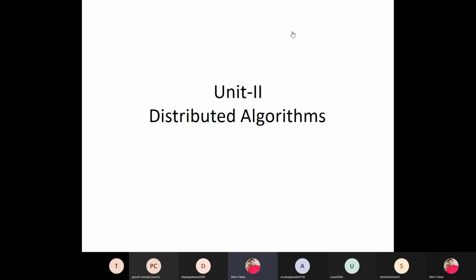Okay, so today we will start our second unit, distributed algorithms. The name of unit number 2 is distributed algorithms. Now, in 2 minutes, I will quickly review unit number 1.